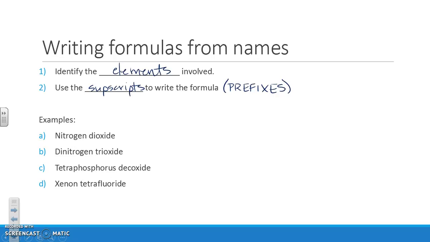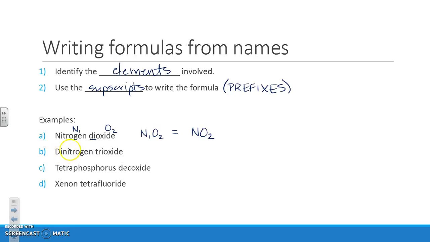All right, so examples here. We have nitrogen dioxide. So what are the elements involved? We have nitrogen and we have oxygen. How many nitrogens here? Well, it doesn't say anything, so we must have 1. How many oxygens here? We must have 2, because it's di. Okay, so we write it as N1O2. Do we write ones? No. So we take that out, NO2. Oh, that's so easy, Miss Ruark.